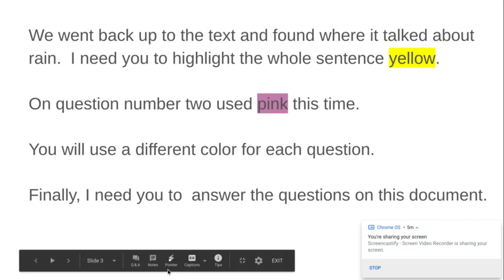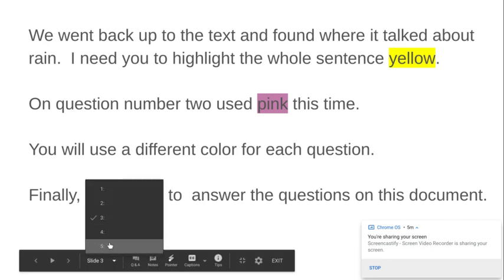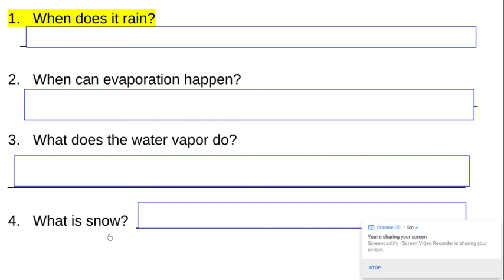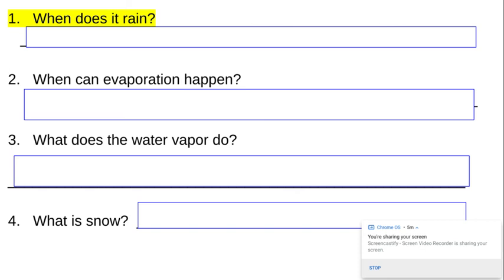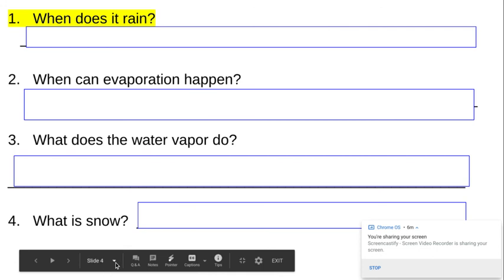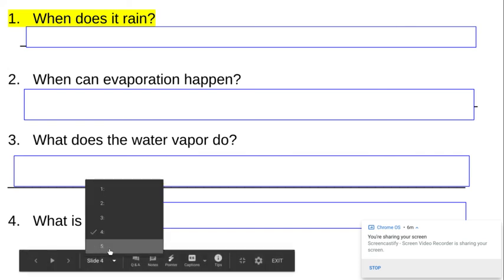Finally, I need you to answer the questions on this document, which is on the next screen. I have made it interactive where you can type your answer. Ladies and gentlemen, I am receiving many assignments where you are forgetting to use a capital and a period. That makes a simple sentence. Please make sure that you use a capital and a period. So here are your 4 questions. When does it rain? When can evaporation happen? What does the water vapor do? And what is snow?